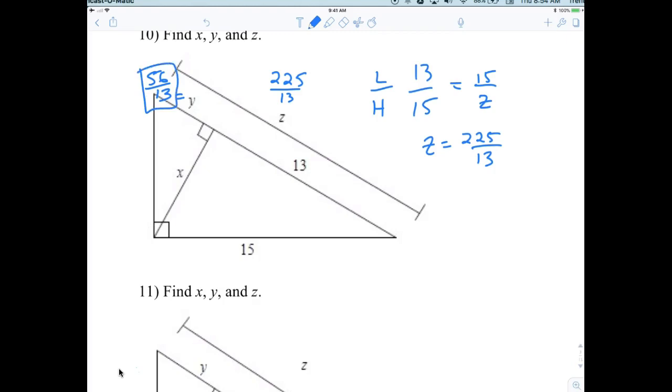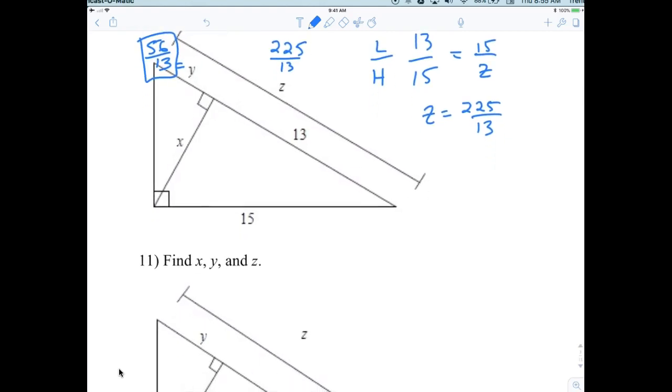Math, enter. 225 divided by 13 minus 13. Math. Or you could just multiply, math and not work is square root.